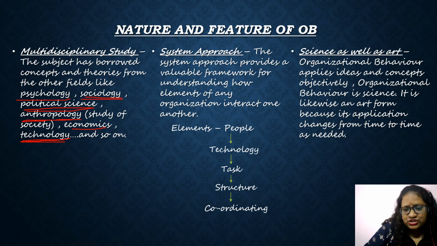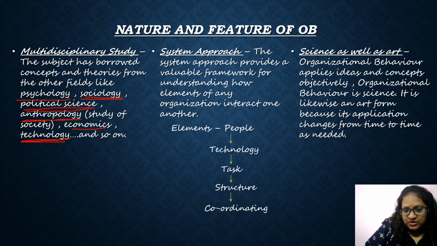Now the next feature of organizational behavior would be the system approach. What is the system approach exactly? It follows a proper structure. There are different levels of management. There are different tasks being performed. Every person has his own authority, his own work to do. Now this is a complete system which goes according to the rules and regulations of the framework.